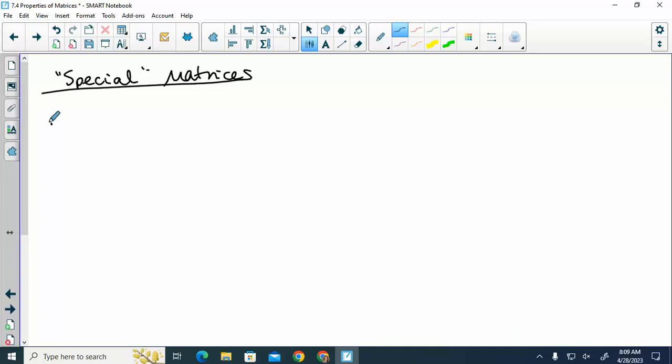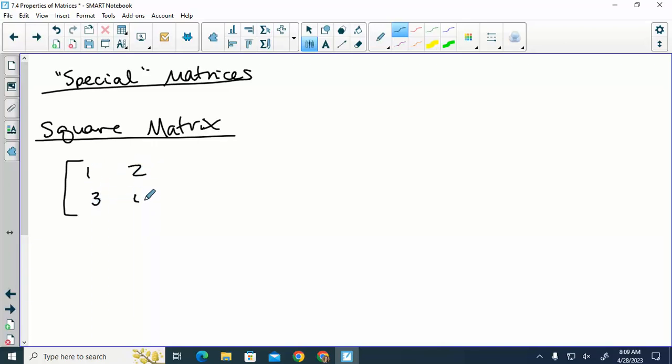Okay, so you might have what's called a square matrix. Anyone want to take a guess what that might be? A 2 by 2. Yeah, like a 2 by 2, a 3 by 3, a 4 by 4. So when the number of rows equals the number of columns. An example, this is a 2 by 2. So if the rows and columns are equal, that is a square matrix.